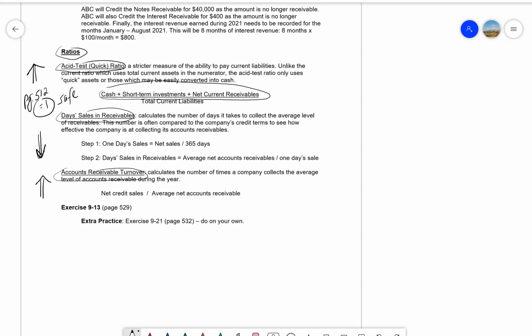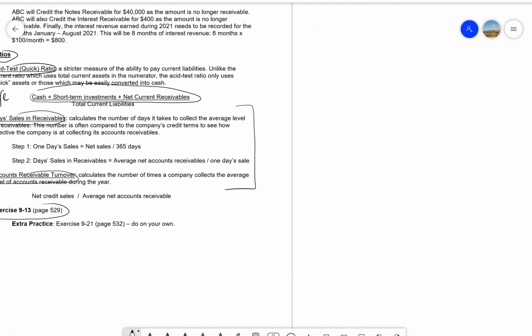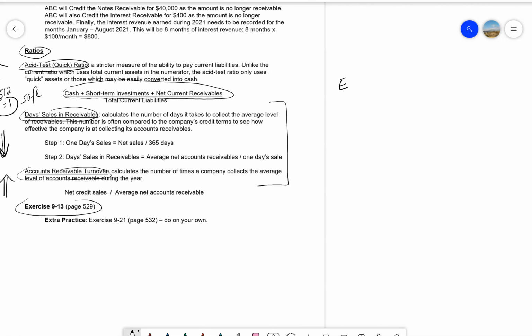Now, we'll go through the calculations together, but we're going to look at this exercise to do the calculations for these two ratios, the two accounts receivable ratios. So have a look at 9-13, page 529. Now, when it comes to days sales in receivables, we have to do this in 2 steps. So exercise 9-13. The first step is to calculate 1 day of sale.